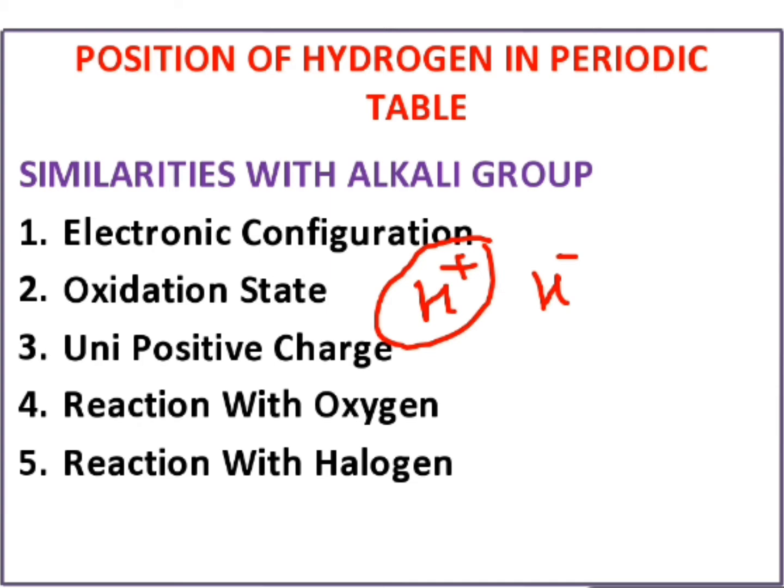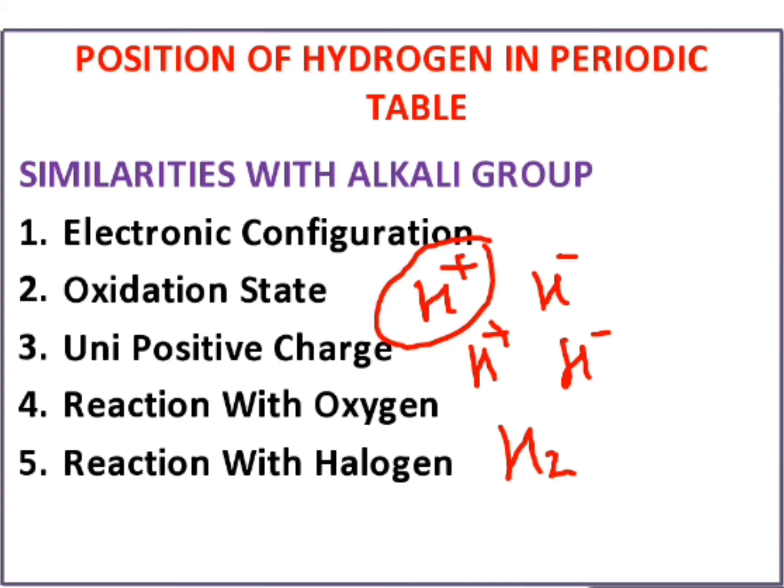Hydrogen is unipositively charged, as well as uninegatively charged. So this is the difference with the alkali group. And one more thing: hydrogen is a gas, the rest of the alkali group elements are solids. Hydrogen is a non-metal, the rest are metals. So these are the differences. Hydrogen shows similarities as well as differences with the alkali group.